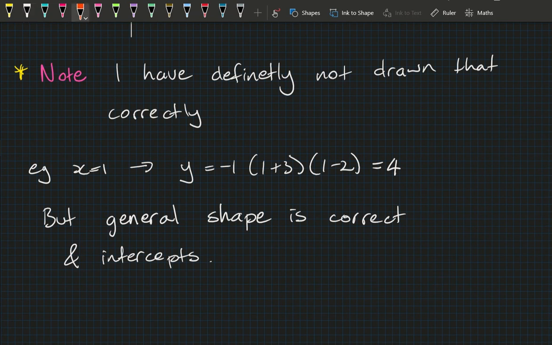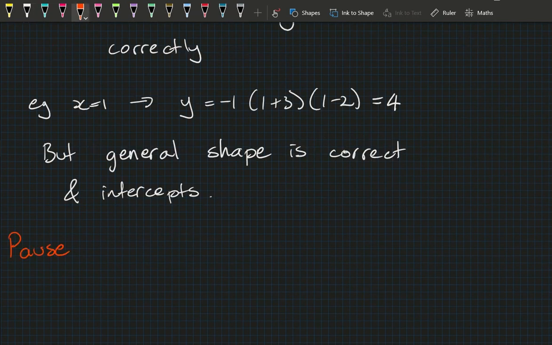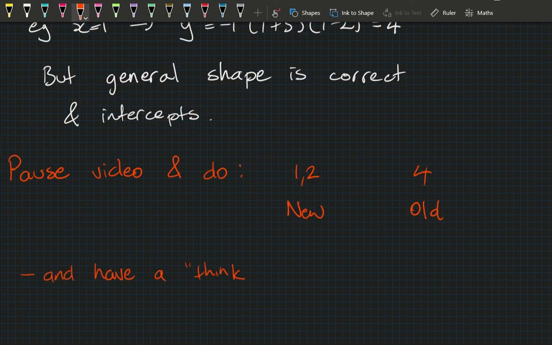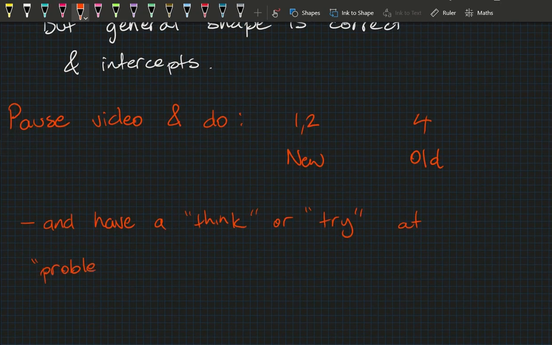So with that in mind, pause your video now and do questions 1 and 2 if you have the new book, or question 4 if you have the old book. Also, before class, though it's not an official part of pre-learning, it would be good if you have a look and maybe try some of the questions in the problem solving and reasoning sections in this exercise. All right, we'll see you in the summary.